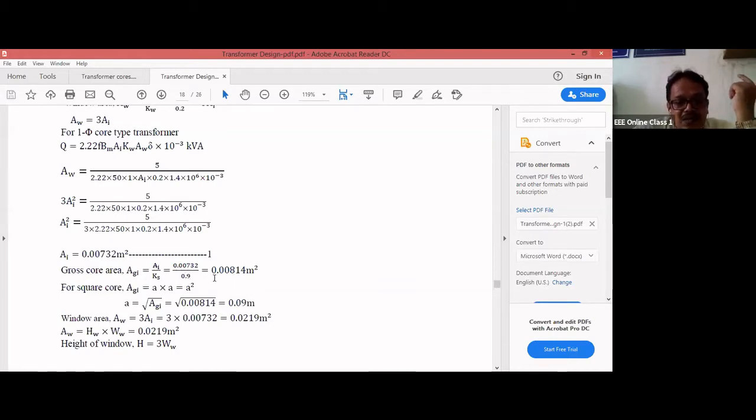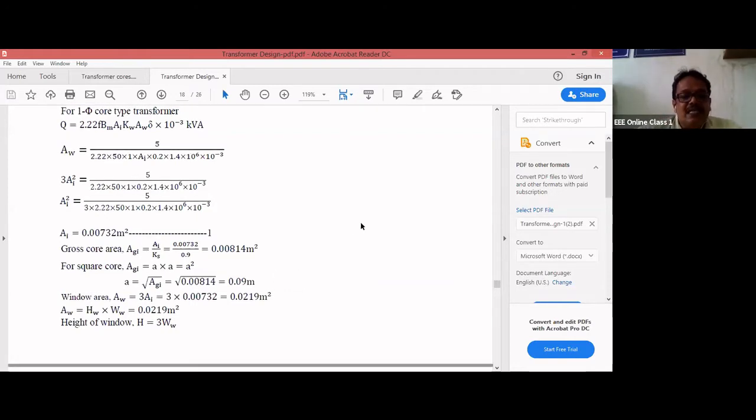So what is AGA now? AGA is equal to 0.0814. If you compare this value and this value, you can see that the gross core area is more compared to the net iron area. Because of the insulation part. They are going to spray the varnish for both sides of the core.